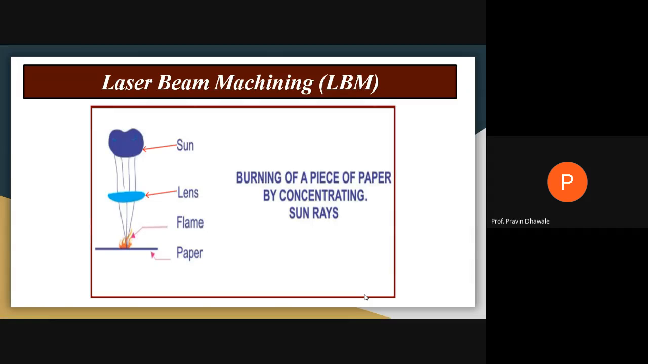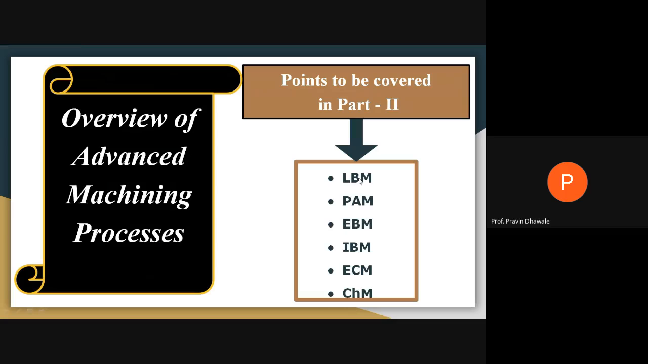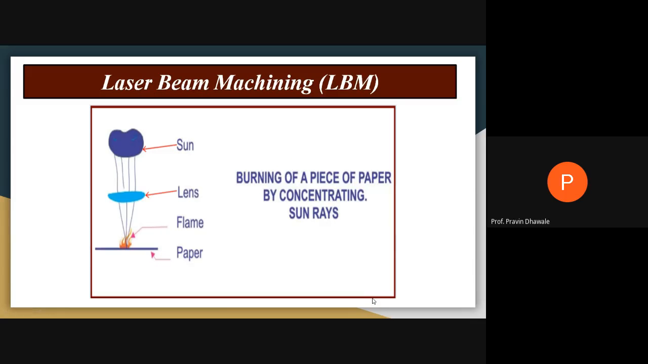If you are observing this diagram, the first type, where plasma, laser, electron, and ion come under the category of thermal energy based machining, and these two come under the category of chemical energy based machining: electrochemical machining and chemical machining. So the first type of thermal energy based machining is laser beam machining.